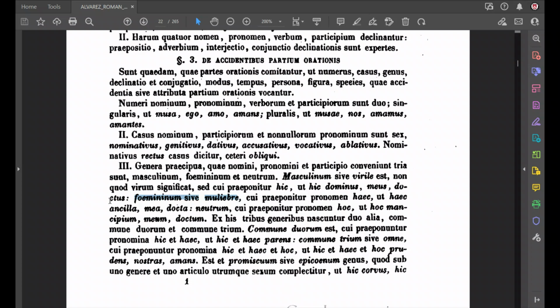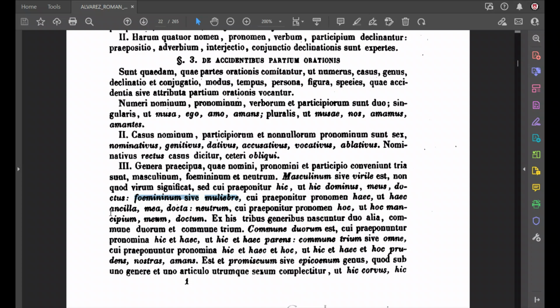So if I were to ask you, why is ancilla feminine? How do you know that ancilla is feminine? The answer based on this lesson is because it takes the pronoun haec. Okay? Not because it's a woman, because there are going to be words that are feminine that aren't women. And if you think that's what a feminine word is, you're not going to understand more complex words and their genders.